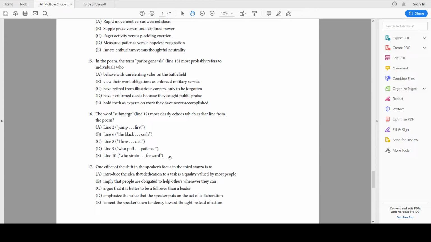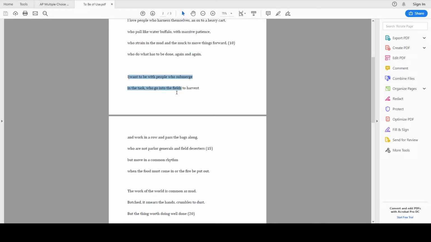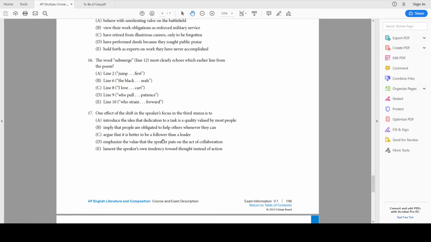So if the ox metaphor was the correct answer, how would you know which one was correct? So it's down to A and B, and I would say that B is a line about the seals, which is about something feeling natural, versus A is about eagerness. And submerging in the task who go into the fields to harvest is about the eagerness of doing the work as opposed to talking about it like a parlor general. And as such, the answer would be A.